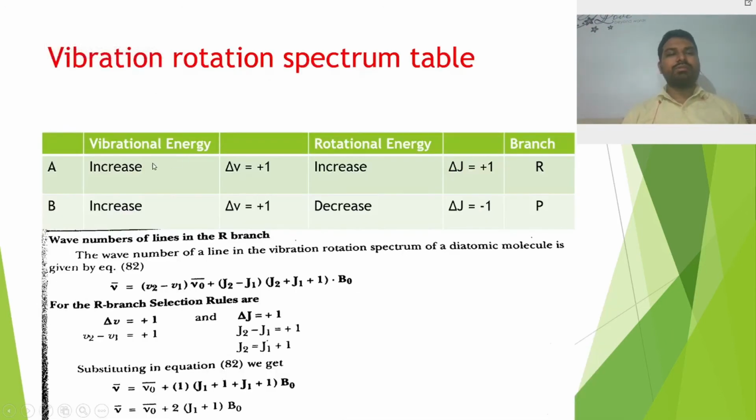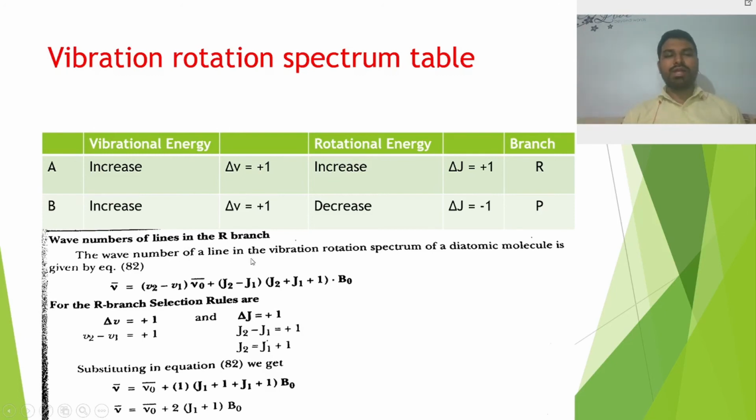See, when the vibrational energy increases, delta ν will be positive. If the rotational energy increases, delta J will be positive and the R branch will be observed. Now the vibrational energy will increase, so the value will be positive, but the rotational energy will decrease and delta J will be minus 1, hence the P branch will be observed. Wave number of lines in the R branch.